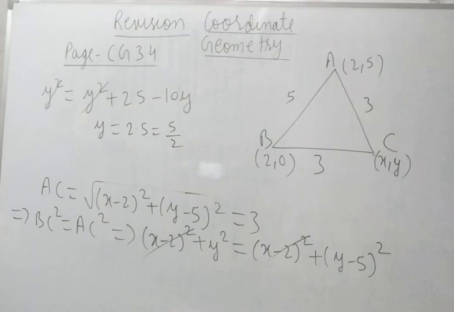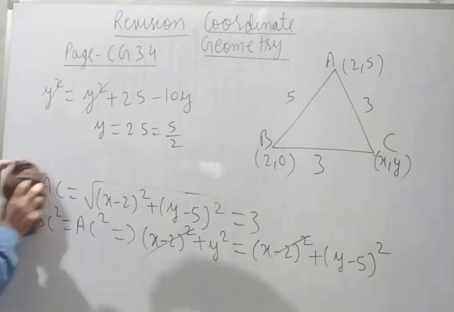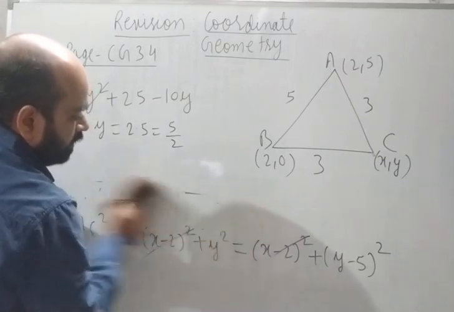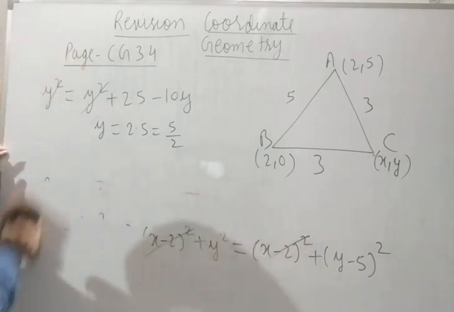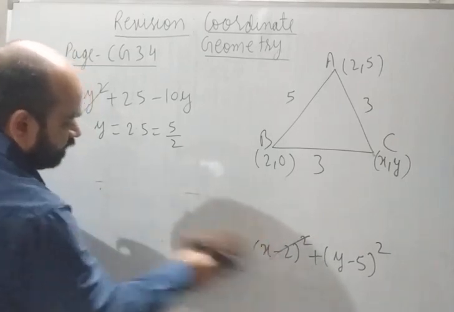How to find x? You can take any equation. We can take the first equation. Like BC is equal to 3. So we can take the first equation.